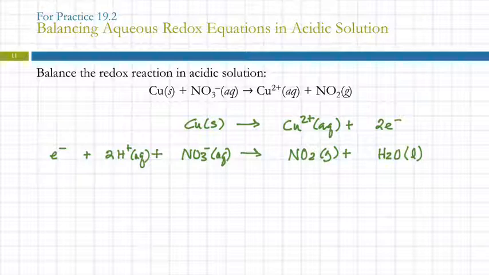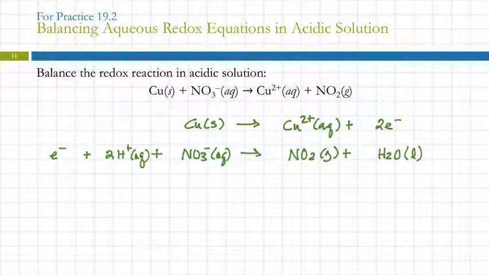Each individual step is not a big deal, but we have to put them all together in the right sequence, and so it can be a little challenging. Now what do I do? I need the same number of electrons for both half reactions. So this one has 2, and this one only has 1.